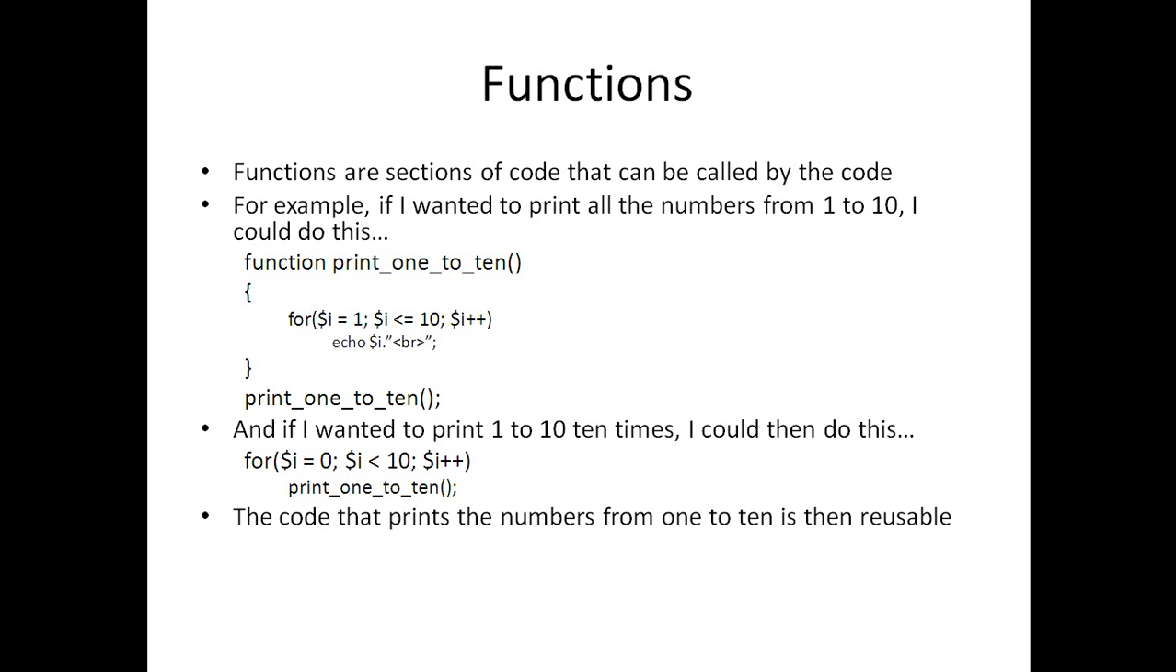So if I wanted to print 1 to 10, 10 times, I could then do this. For I equals 0, while I is less than 10, I plus plus, print 1 to 10. So now you have an example of the function print 1 to 10, which breaks down an easy to accomplish task, a for loop that prints 1 to 10. And then I'm using another for loop to call print 1 to 10. So in essence, I'm getting print 1 to 10 printed 10 times.